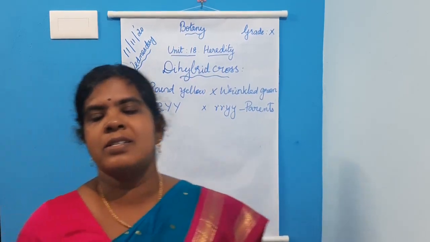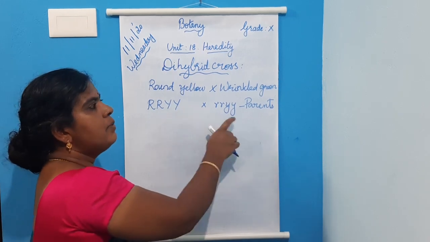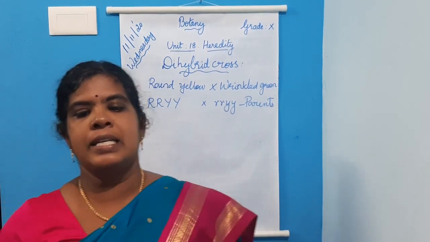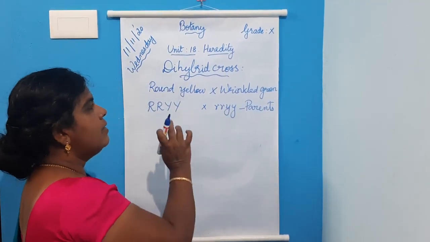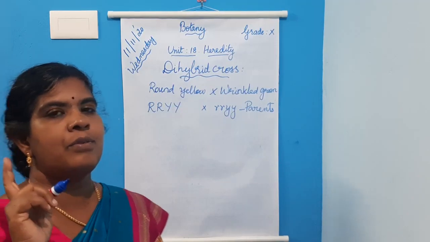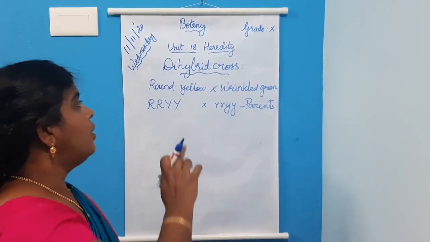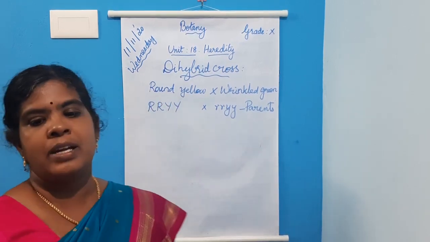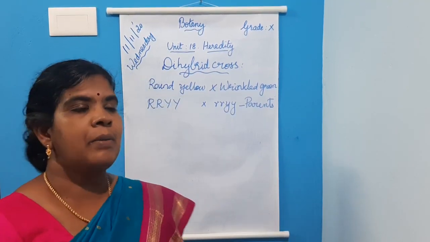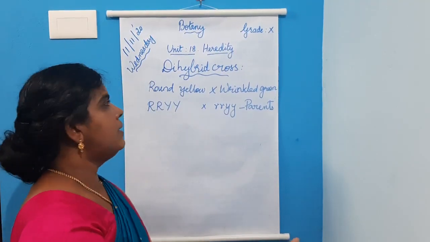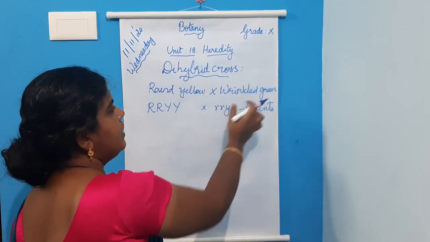Okay, and he crossed pea plants having pure breeding round yellow seeds with pure breeding wrinkled green seeds. In F1, he found only the round yellow seeds. Okay, what is F1? First generation. He found only yellow round seeds. No green wrinkled seeds appeared in the F1. So from this he concluded that the round yellow seeds are dominant over wrinkled green.